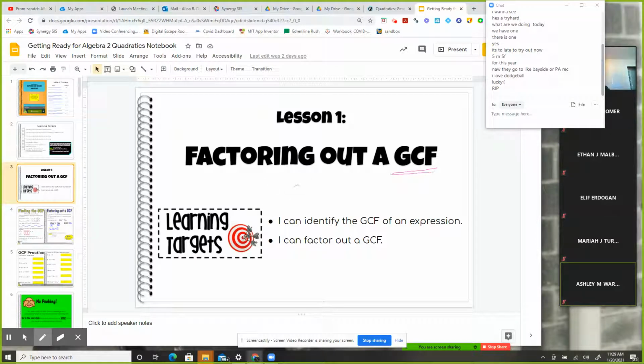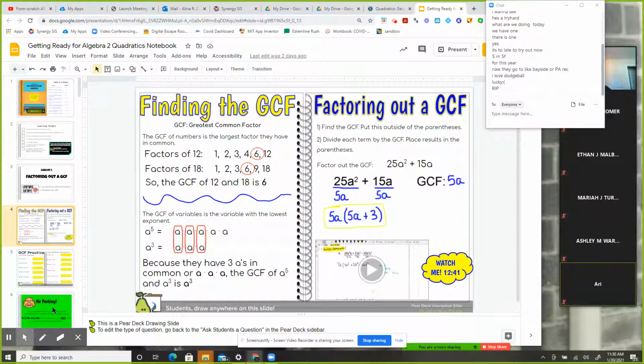GCF just means greatest common factor, right? Greatest. Absolutely. The biggest number that you could divide into all of the other numbers. So let's see what an example of that might be.